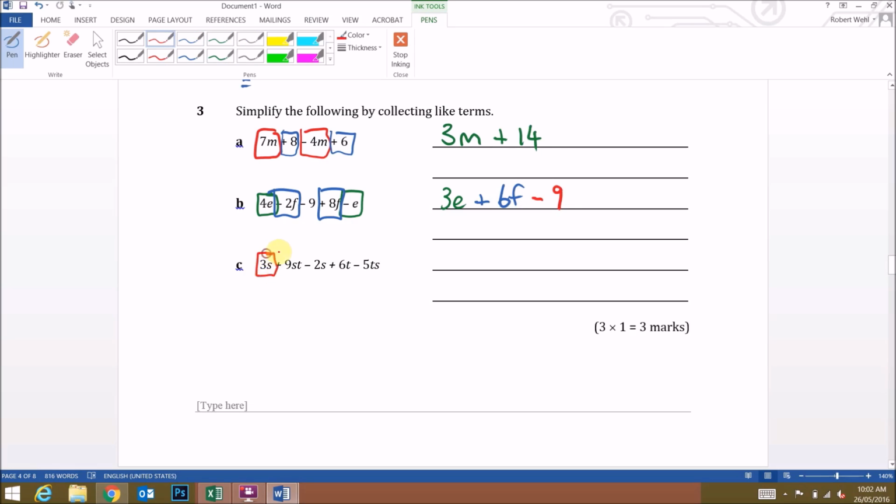With the next one, let's look for more s's, which I have. So 3s minus 2s, that's going to leave me with 1s. Then I've got an ST, which is the same as a TS, because it doesn't matter what order they come in, as long as they're the same variables, it's fine. So here I've got +9 and -4, so that's going to leave me with, sorry, -5. That's going to leave me with +4ST, and then I'm left with my +6T.